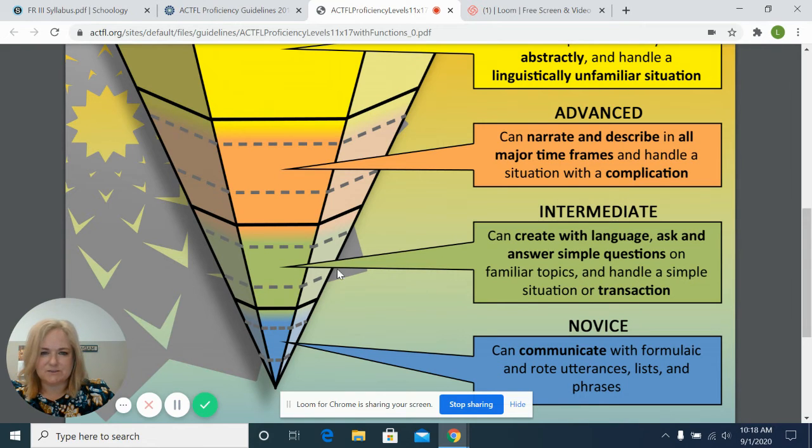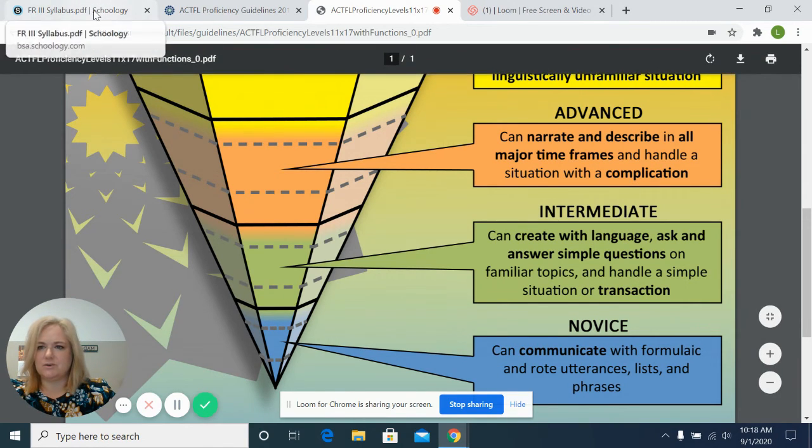So what we're trying to do right now in intermediate is to create with language, ask and answer simple questions on familiar topics, and handle a simple situation or transaction. So our goal for the year is to constantly be mindful of our proficiency and moving up in the levels.